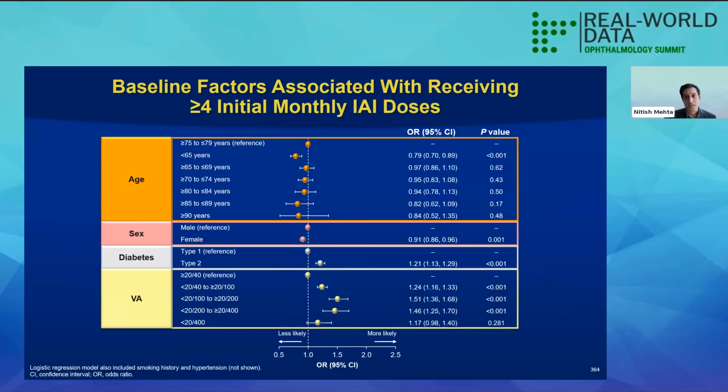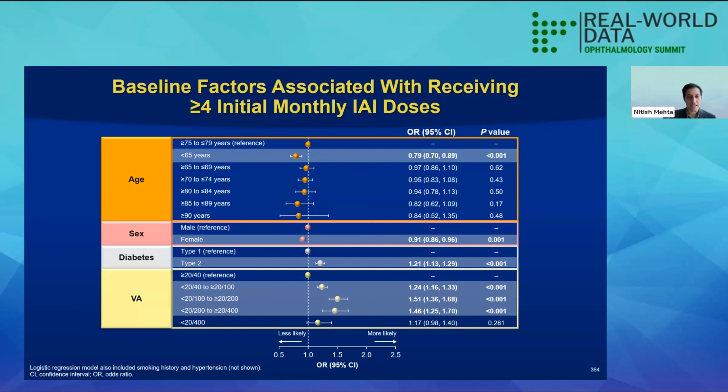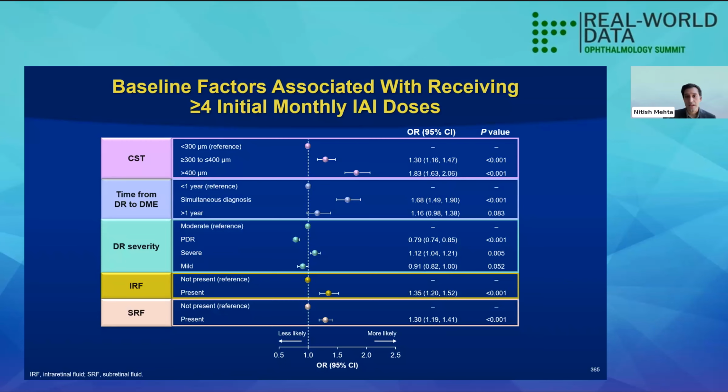Summarized here are the factors that were shown to be associated with receiving the higher initial monthly loading cohort. Patients younger than 65 years of age and female gender were actually less likely to receive 4 or more injections in the first 5 months. Patients with type 2 diabetes and vision worse than 20/40 were more likely. Regarding anatomic factors, patients with thicker CSTs were more likely to receive that group 3 treatment. If you were diagnosed with DR and DME at the same visit, you were more likely to receive higher levels of dosing in the initial monthly loading cohort, and so were those with severe NPDR when it comes to the DR.